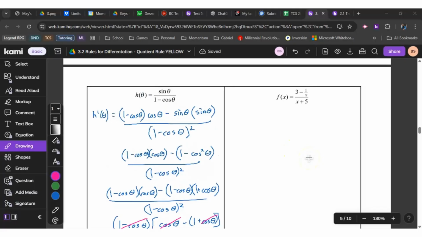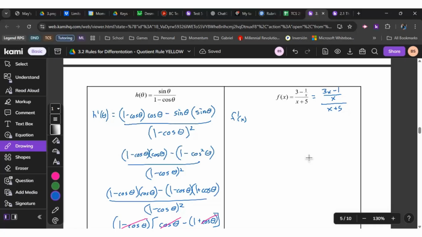All right, so let's take a look at this next one. Now we've got to find f prime of x. Actually, before we do that, let's change this. This is going to be awkward. So let's make it into a single fraction over a single fraction. Okay? So this is going to be 3x minus 1 over x, all over x plus 5.